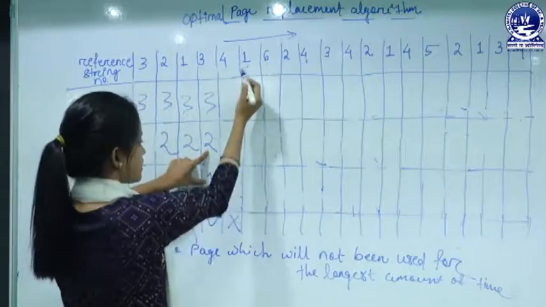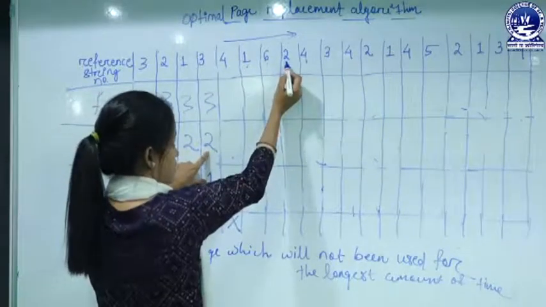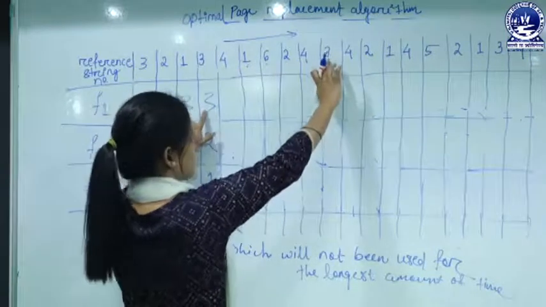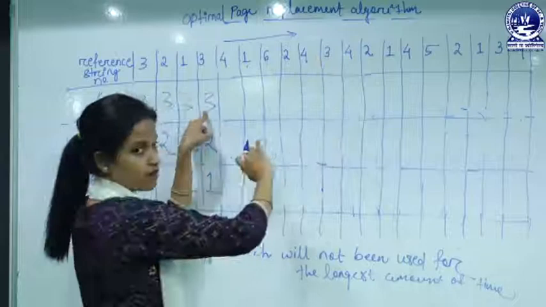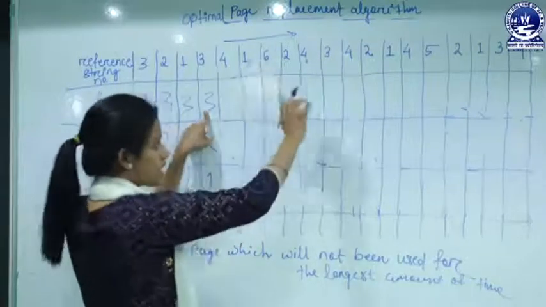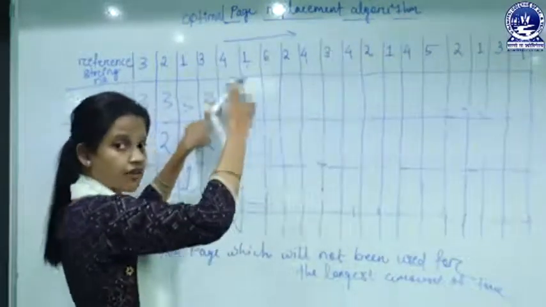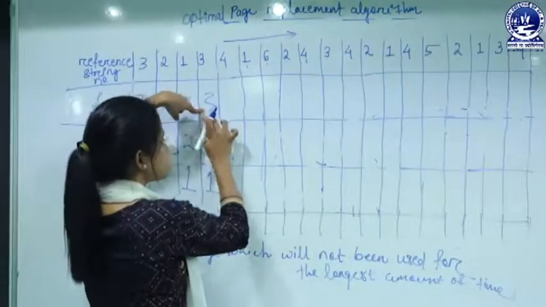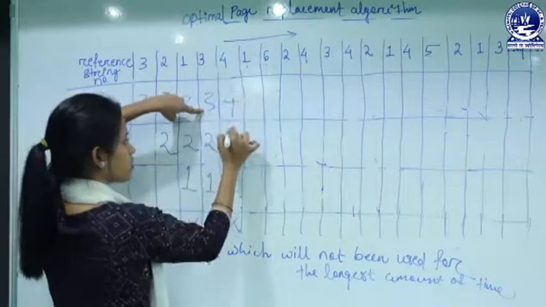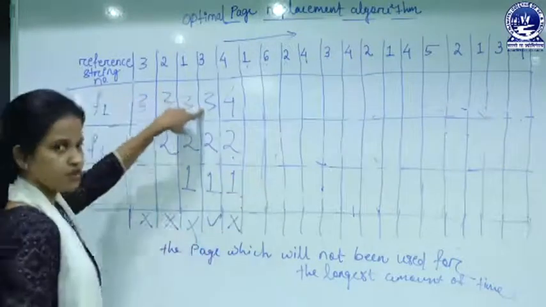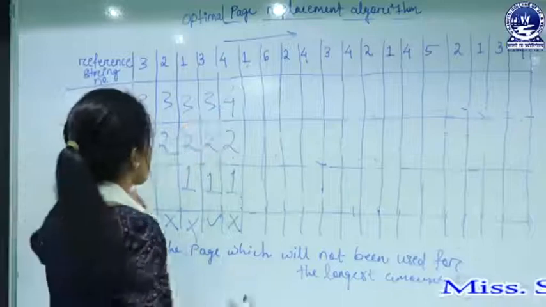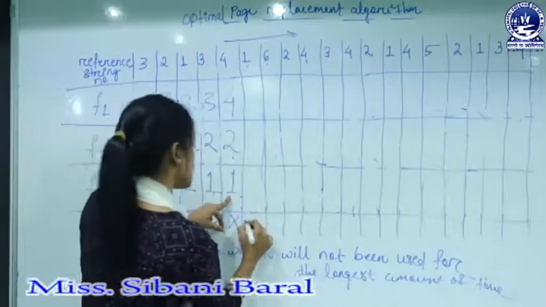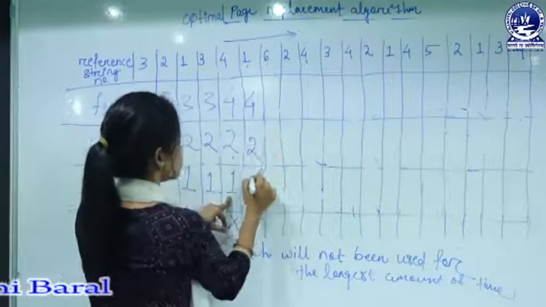Here 1 is recently used, 2 is used in the future after 1, and 3 will be used after the longest amount of time. So now 3 is replaced, giving 4, 2, 1. Next, 1 is there in the main memory, so there is a hit, 4, 2, 1.